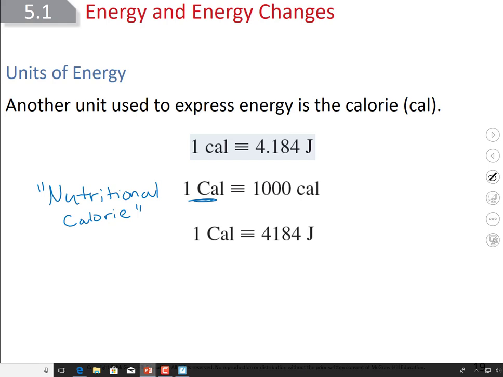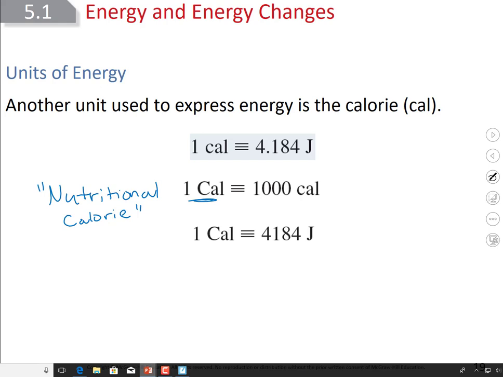So when you look on the back of your thing of Nabisco cookies and it says that serving size has 280 calories, it's really 280,000 calories. Or it could take 1 gram of water and raise it by 280,000 degrees. A lot of energy there. So I'm eating more calories than I actually think I'm eating. Which is why we typically have these nutritional calories, so we don't scare people away.